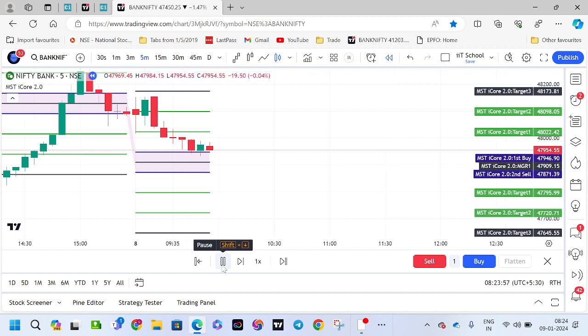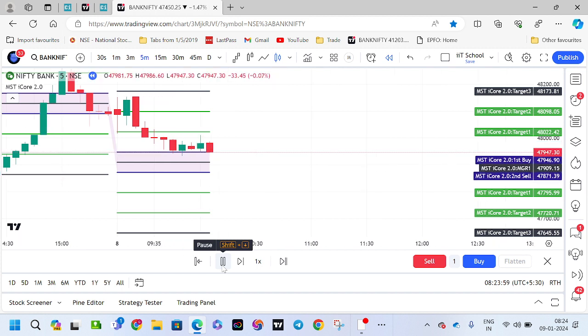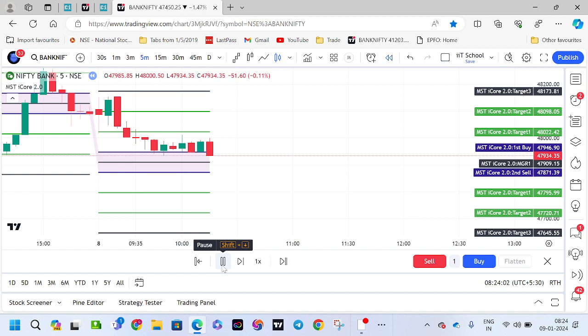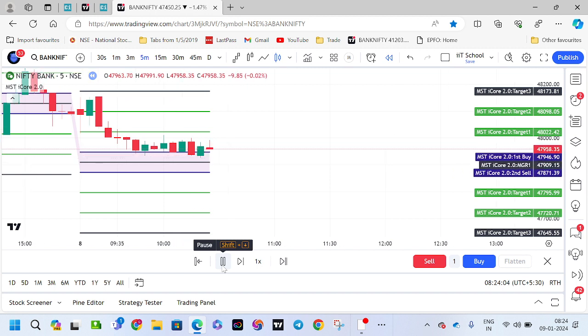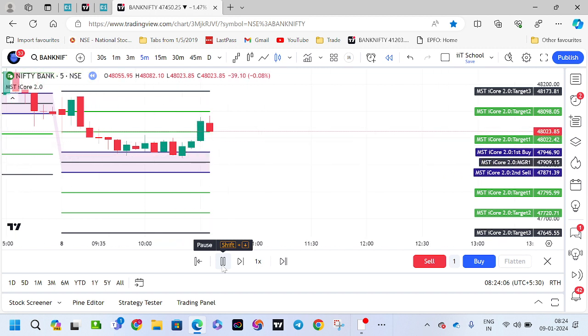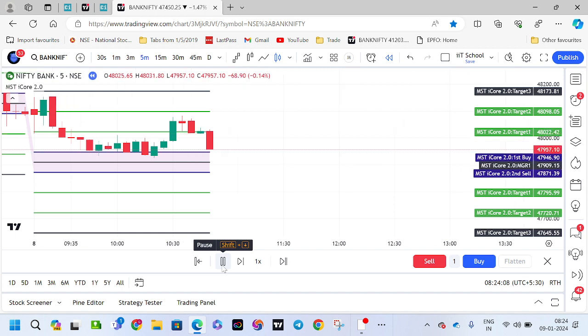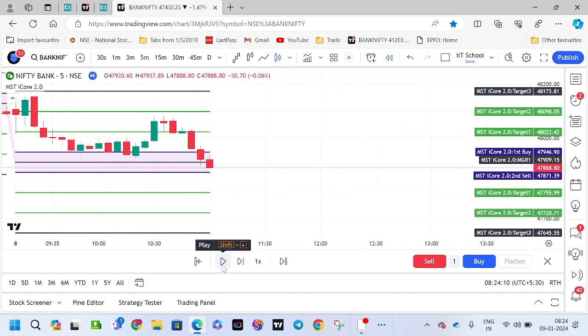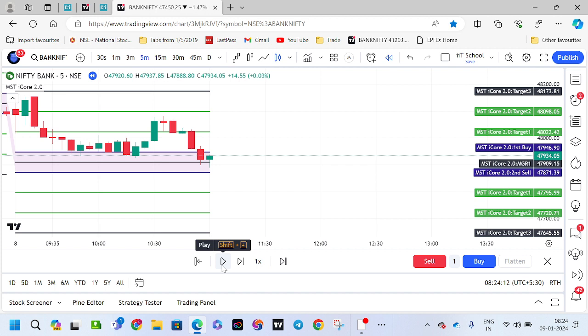So now we are waiting for the target. So far the target has not been achieved. We are still waiting. Yeah, now the target has been hit. Two targets have been hit perfectly. Now the market is reversing. In such a scenario, what are we supposed to do?